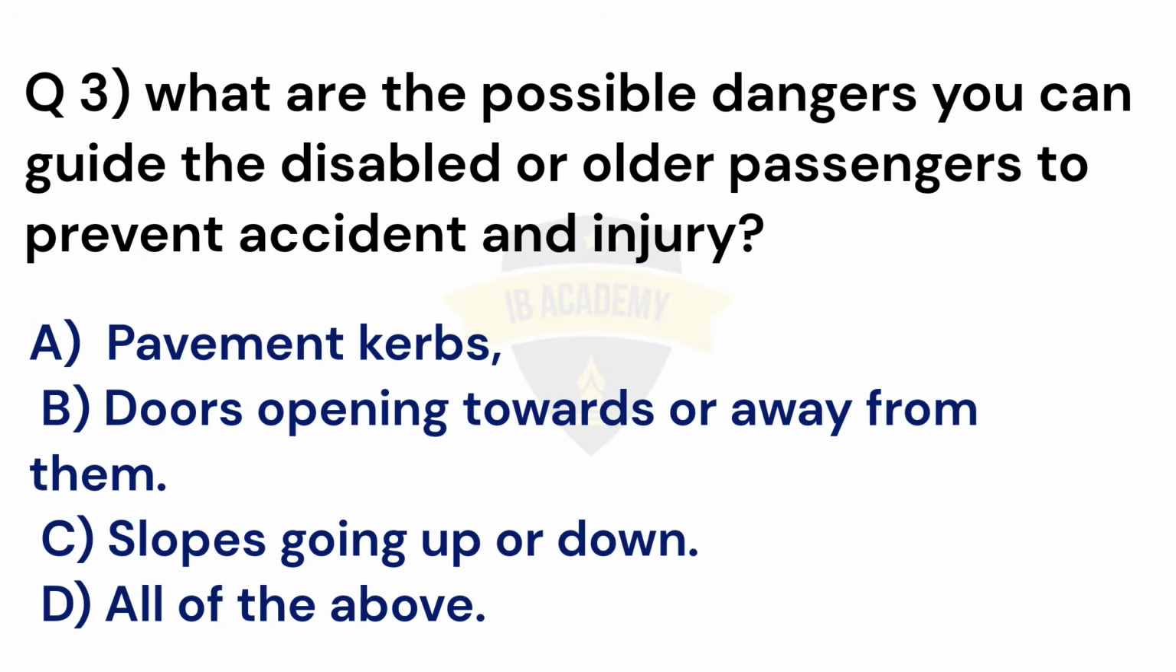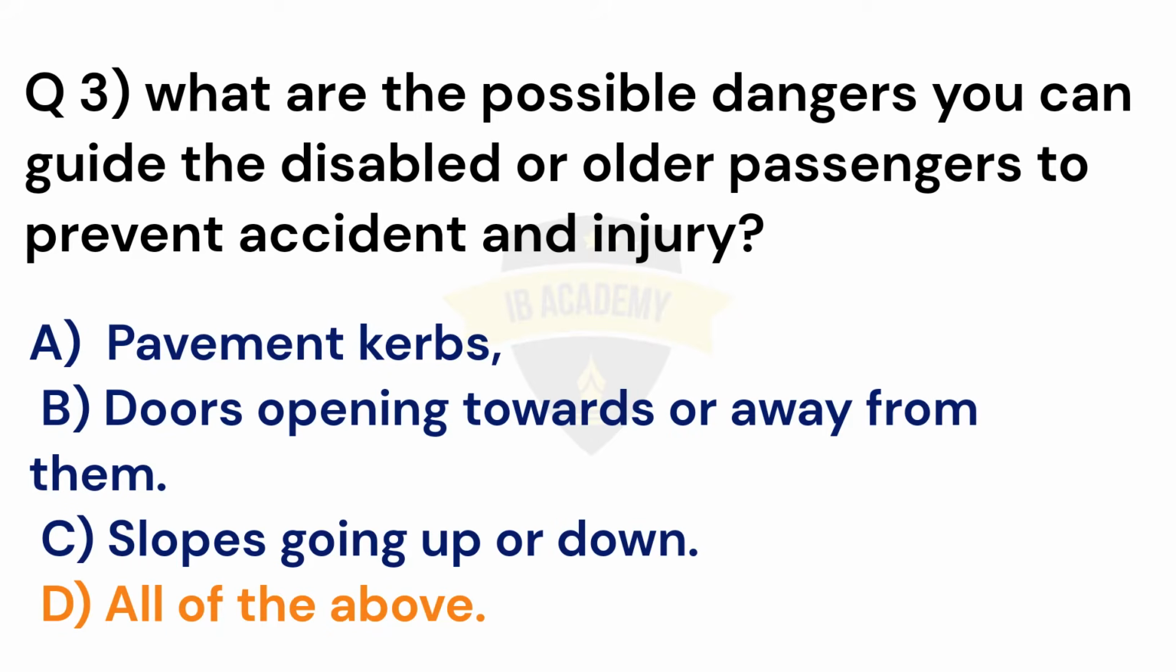Question 3. What are the possible dangers you can guide the disabled or older passengers to prevent accident and injury? Option A. Pavement curbs. Option B. Doors opening towards or away from them. Option C. Slopes going up or down. Option D. All of the above.